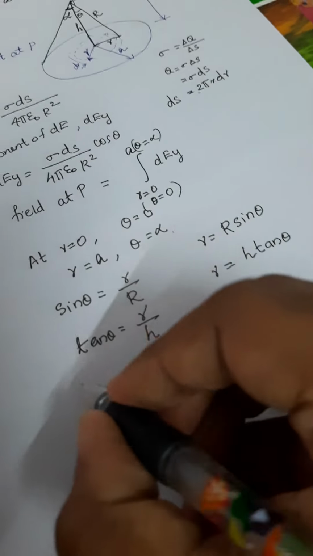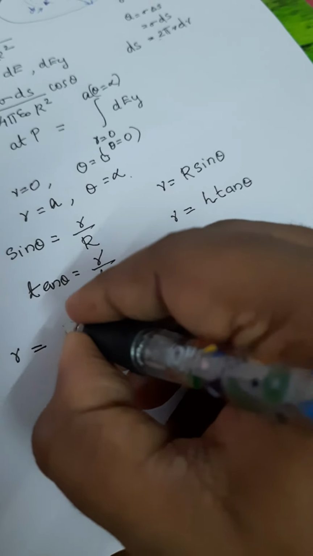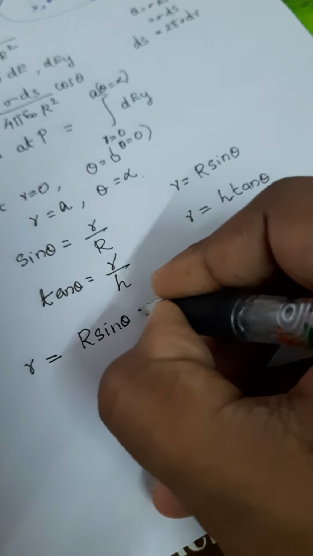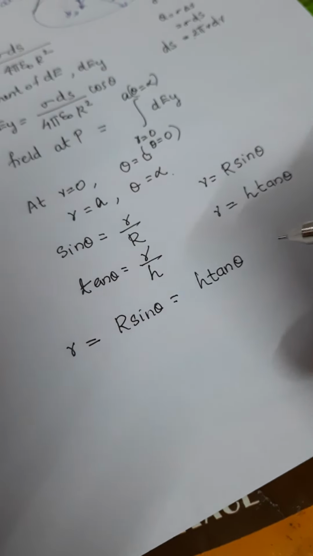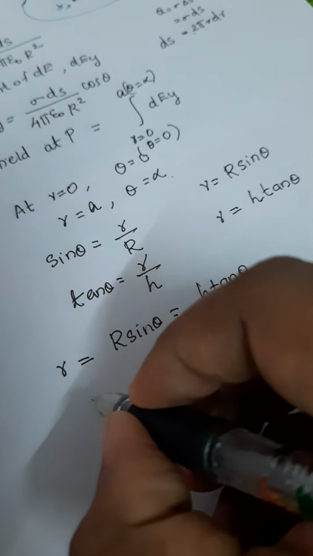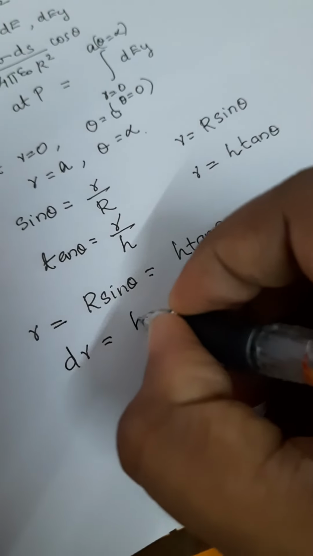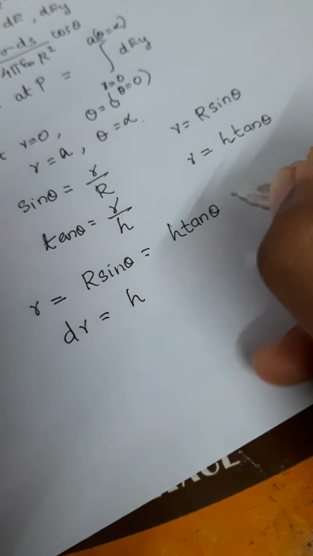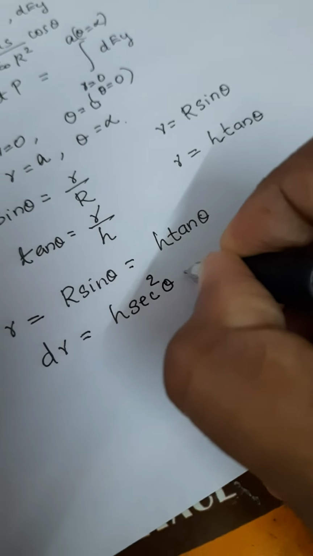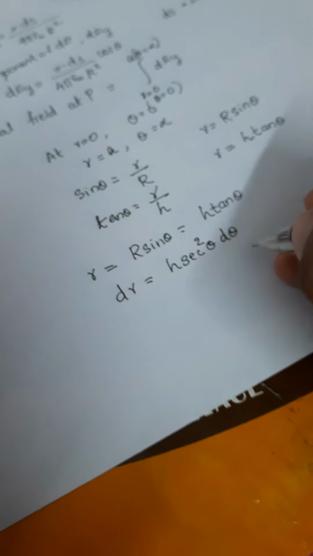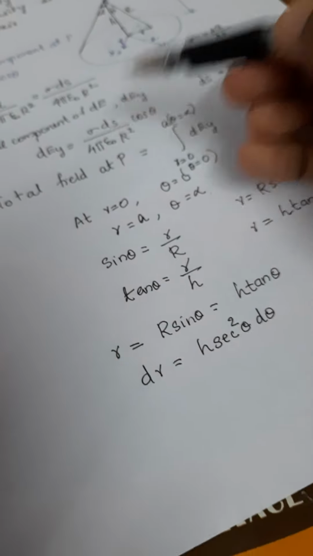So we can write this radius r as R sin theta, which is also equal to h tan theta. From this, we can write dr. dr will be equal to h into the differential of tan theta, that is h into sec square theta d theta. Now we can substitute all these values into the equation for dE.